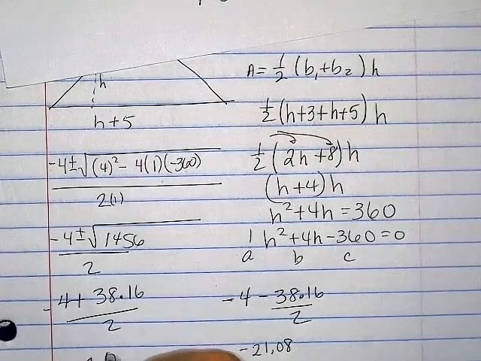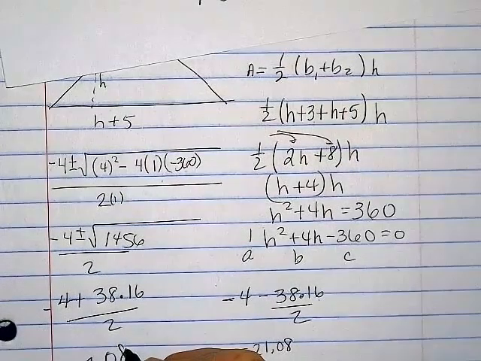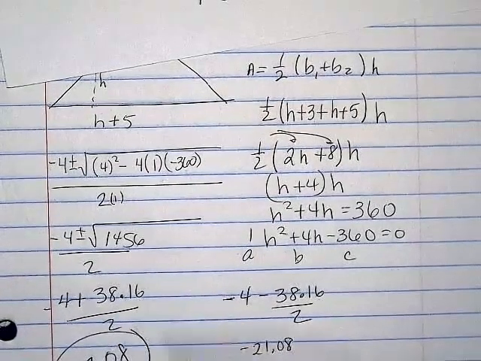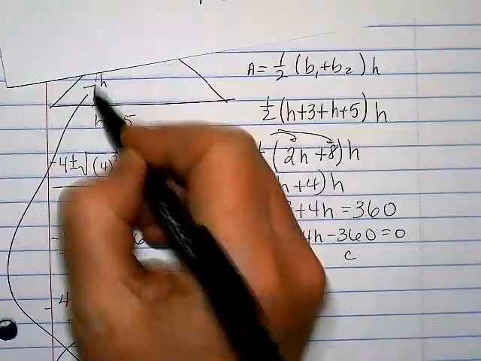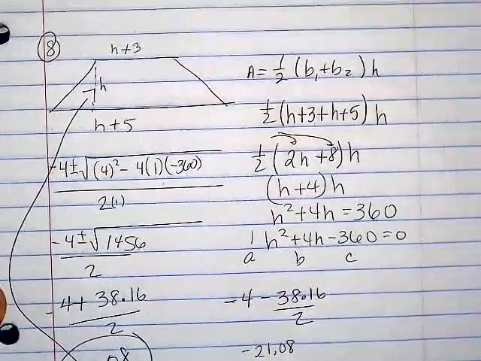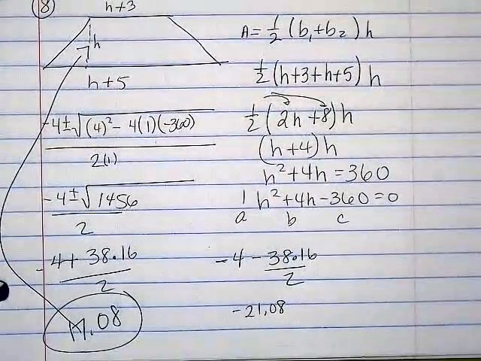I got 17.08. Is that what y'all got? I think I worked it yesterday and got the same thing. Okay. It has to be this one, which is the height of the trapezoid, because I have to have a positive number. Now, the next question is super easy.